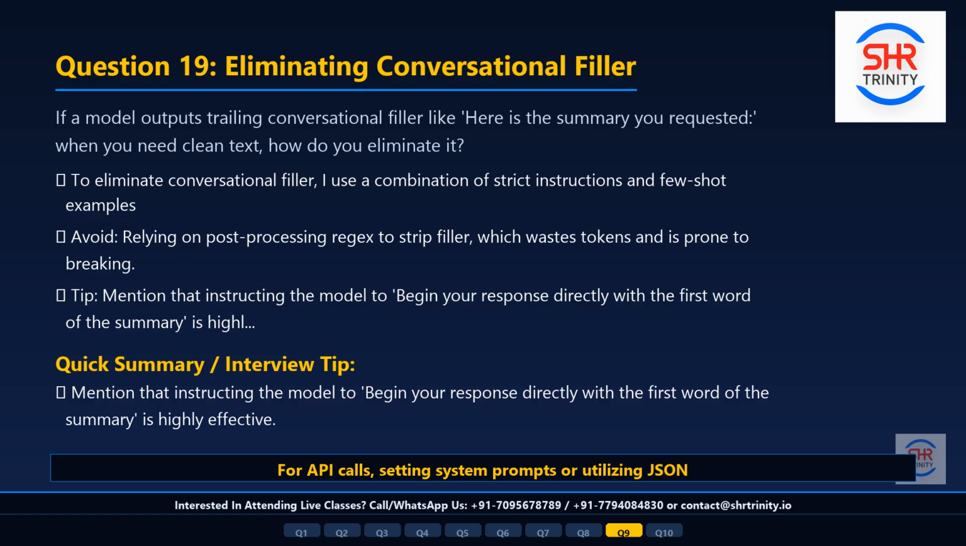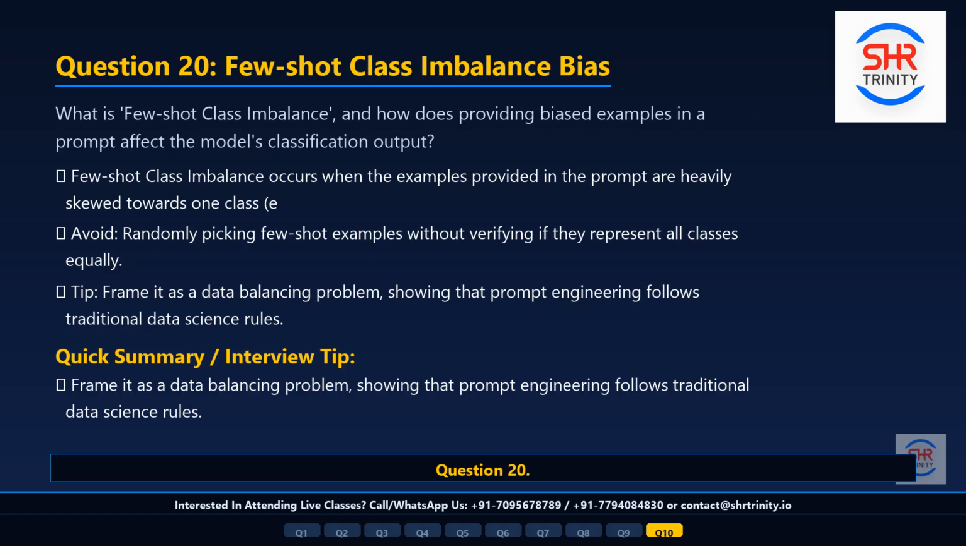Question 20. What is few-shot class imbalance, and how does providing biased examples in a prompt affect the model's classification output? Few-shot class imbalance occurs when the examples provided in the prompt are heavily skewed towards one class, e.g., providing 4 positive sentiment examples and only 1 negative example. This biases the model's output probabilities, making it much more likely to predict the majority class for ambiguous inputs. To prevent this, I maintain absolute class balance, e.g., 2 positive, 2 negative, 2 neutral examples, and ensure that the order of examples does not establish a repetitive pattern.